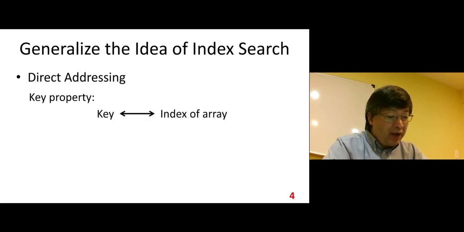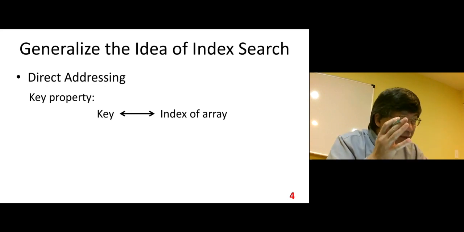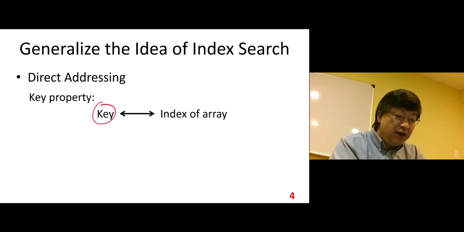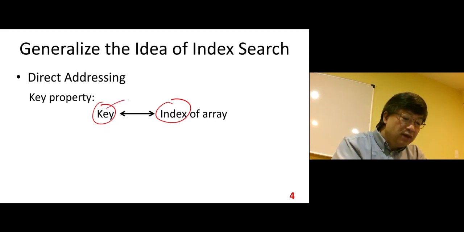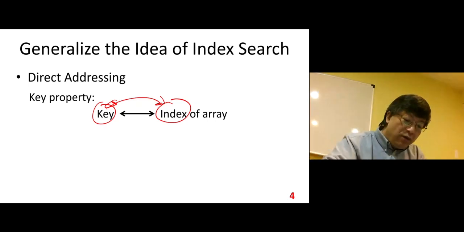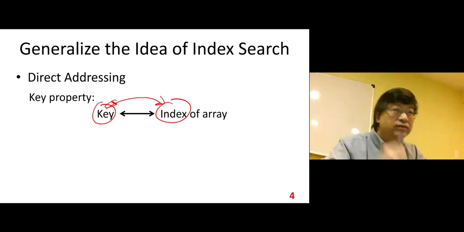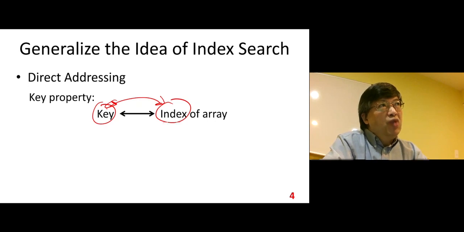We can describe this key property in this way: given the key, it corresponds directly to the index of the entry. The key and the index of the array have a one-to-one correspondence, no change. It is direct, so that's why we call it direct addressing. Convenient, easy, fast, but not efficient. We want to really improve its efficiency.